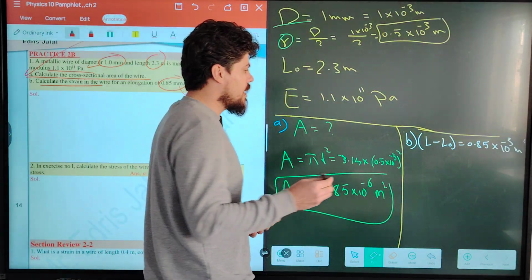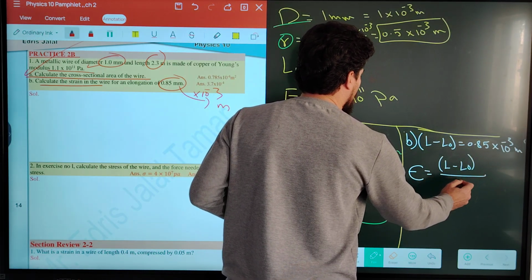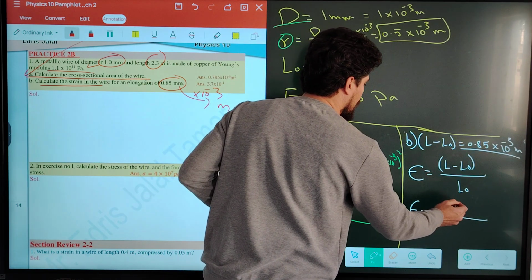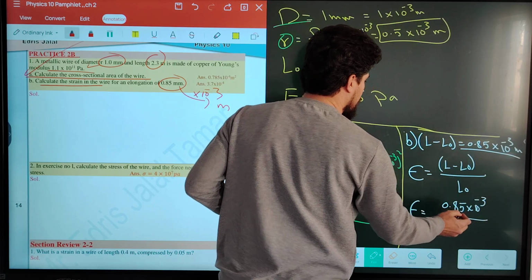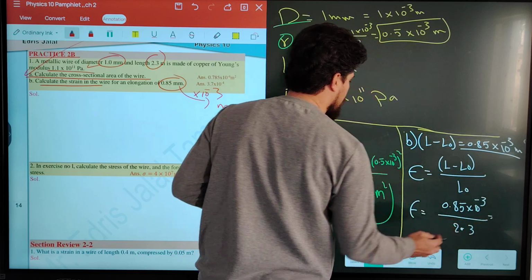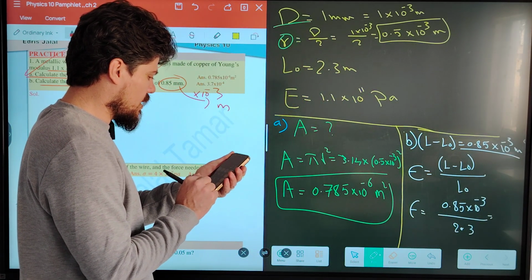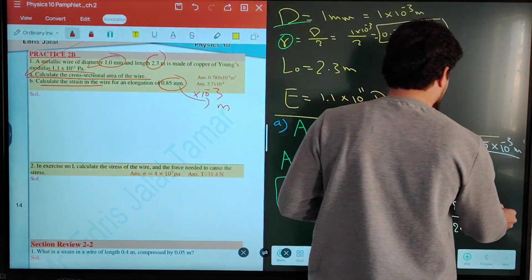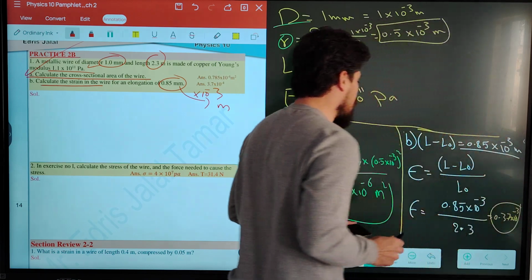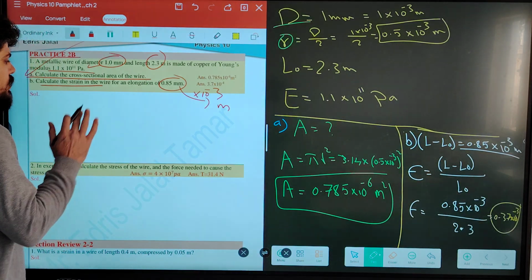Calculate strain. What is unknown? Strain. How can you determine strain? Strain is equal to elongation over initial length. Do we have elongation? Yes, it was given: 0.85 times 10 power negative 3 divided by 2.3. 0.85 divided by 2.3 is equal to 0.37. So the strain is 0.37 times 10 power negative 3, unitless. It has no unit. Why? Because it is a ratio between two lengths.